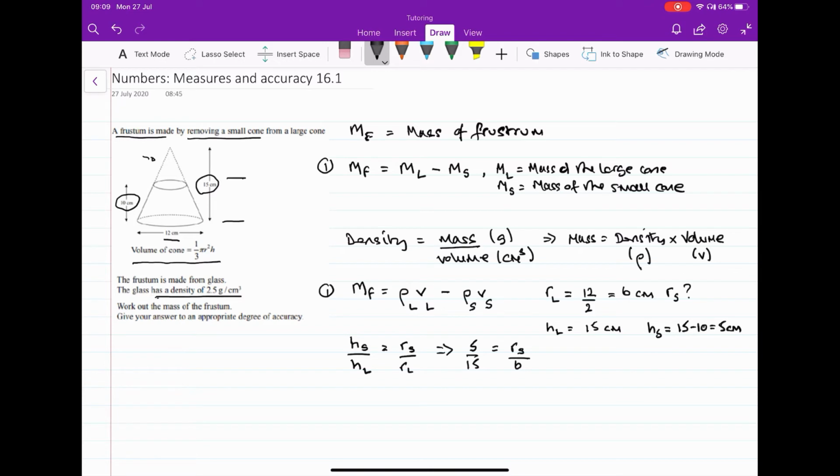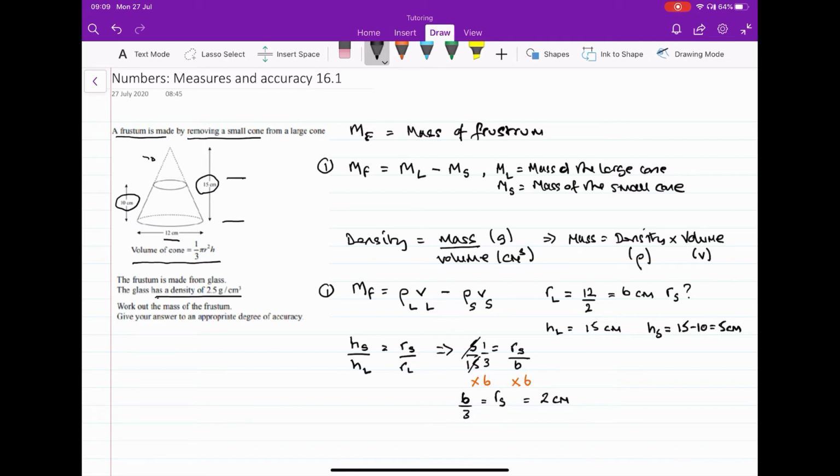Firstly, let's simplify. We know that both the top and the bottom are divisible by 5, so that equals 1 over 3. And we can multiply both sides of the equation by 6. So if I multiply that side of the equation by 6 and that side of the equation by 6, I then get 6 over 3 equals the radius of the small cone. So therefore, that equals 2 centimeters.